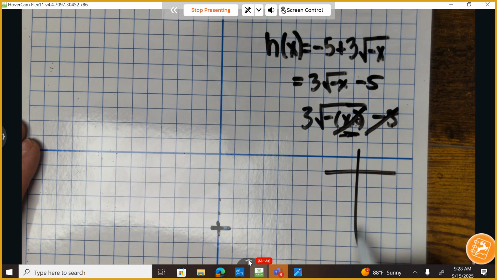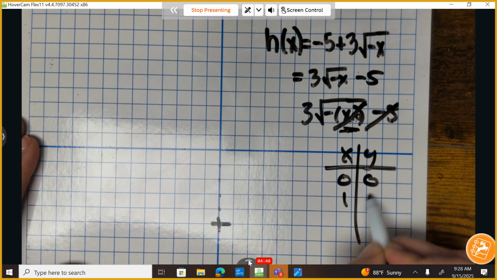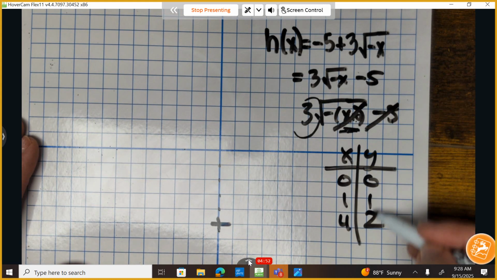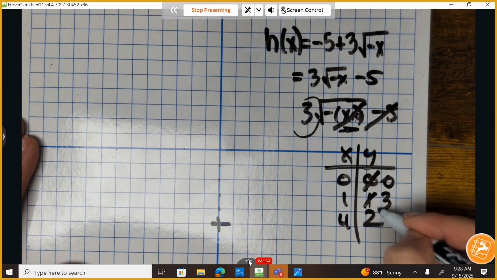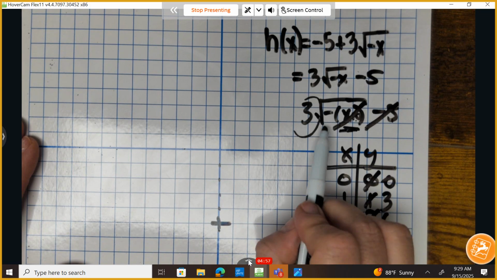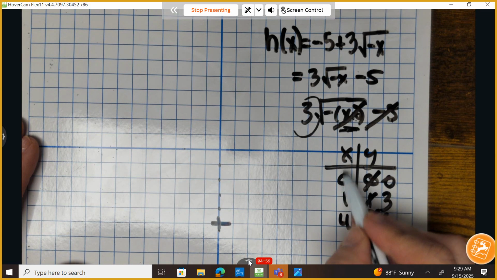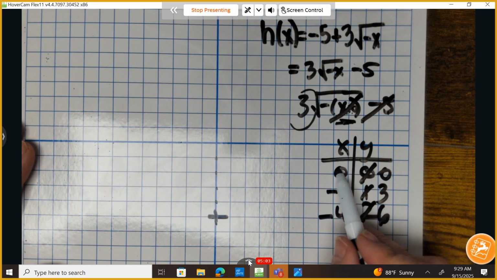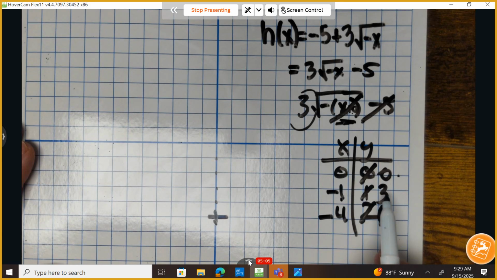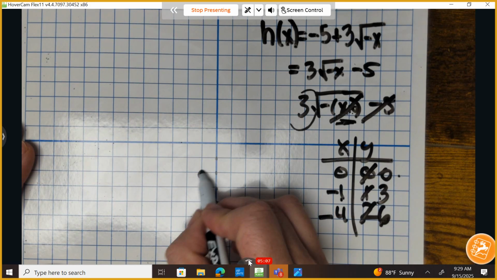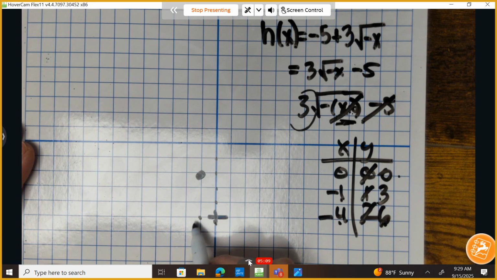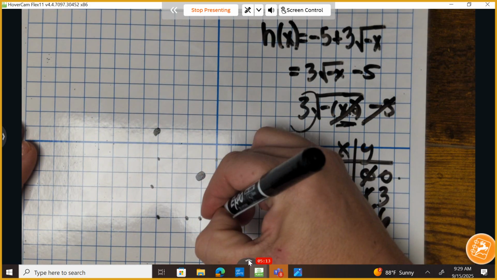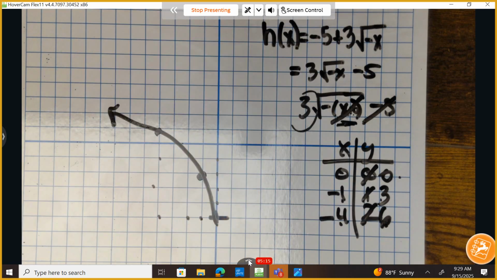When I think about my square root, it is 0, 0, 1, 1, and 4, 2. Directly in front is a 3, so I'm going to multiply the outputs by 3: 0, 3, and 6. My inputs, or x's, will be multiplied by a negative. Well, 0 times a negative is still 0. So here's my 0, 0. I'm going to go left 1 and up 3. Left 4, up 6. And that's my basic shape.